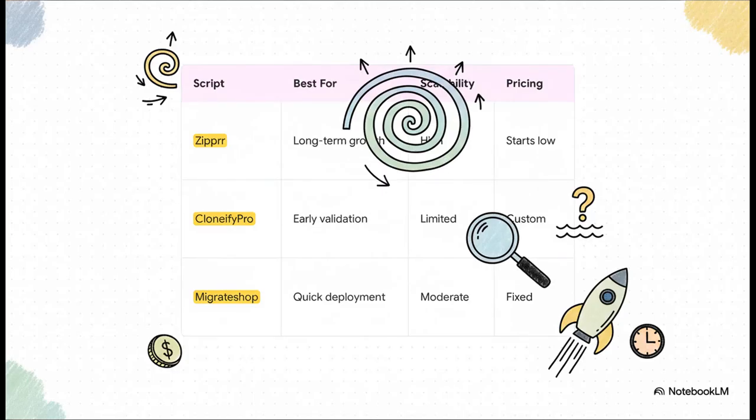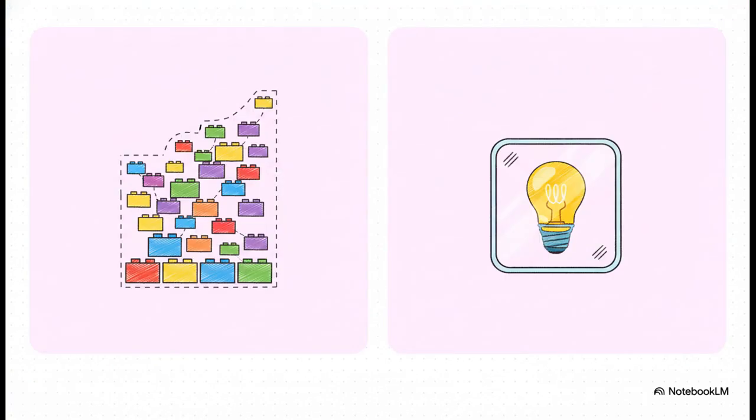This little table gives us a fantastic bird's-eye view of the market, so let's break it down with some real talk. If you're playing the long game, you have a big vision, and you need a platform that has serious room to grow, Zipper's going to be your best bet, especially since it starts at a low price. Now, if you're just dipping your toes in and you want to validate your idea with a basic model, Clonify Pro is perfect for that. And if speed is everything, like you needed to be live yesterday, then Migrate Shop is designed to get you deployed fast.